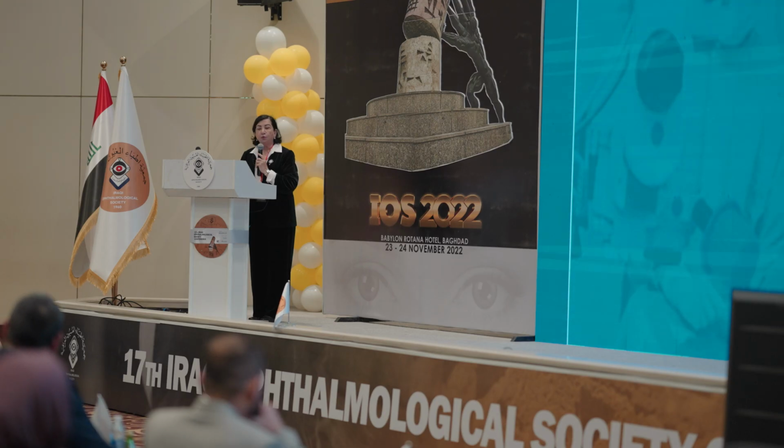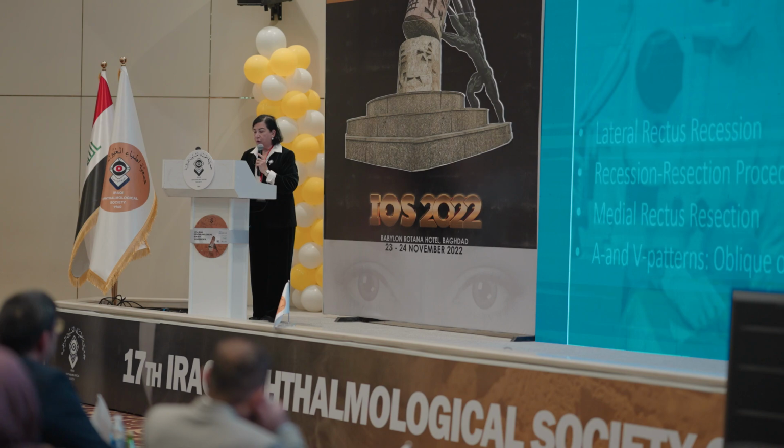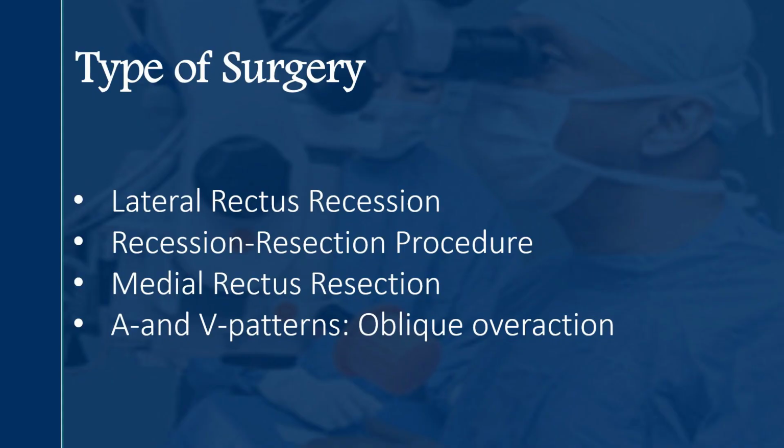What are the types of surgery used in our patient? We have many types of surgery, many choices we use in our patient, but this depends upon the angle of deviation and whether the deviation is more for far or near, if there is any amblyopia, and if there is any oblique muscle overaction.